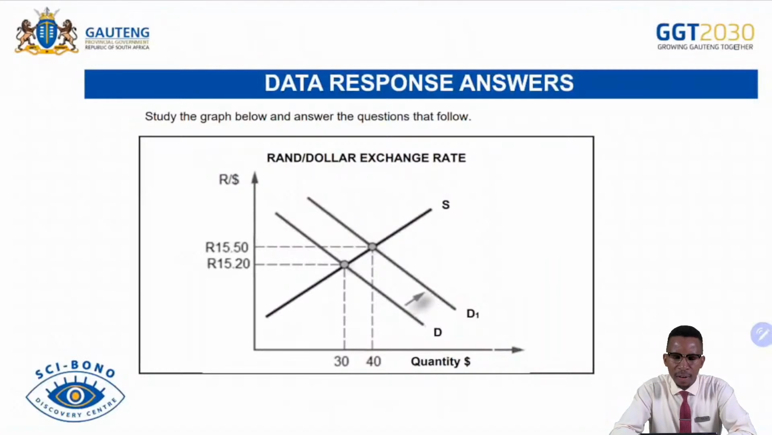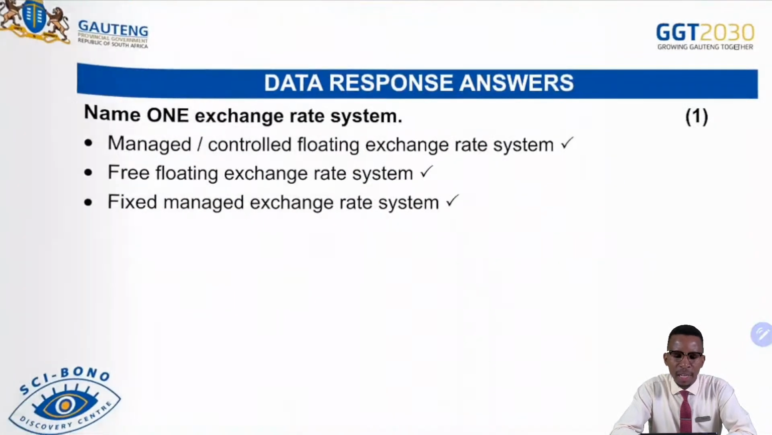We are given the graph again here in the data response, rand to dollar. You see we have the increase in demand again. The supply does not respond. The quantity was steady, is now 40, and then the value of the rand was 15 rand, is now 15 rand 20, is now 15 rand 50. Let's check. We are comparing the rand to the dollar.